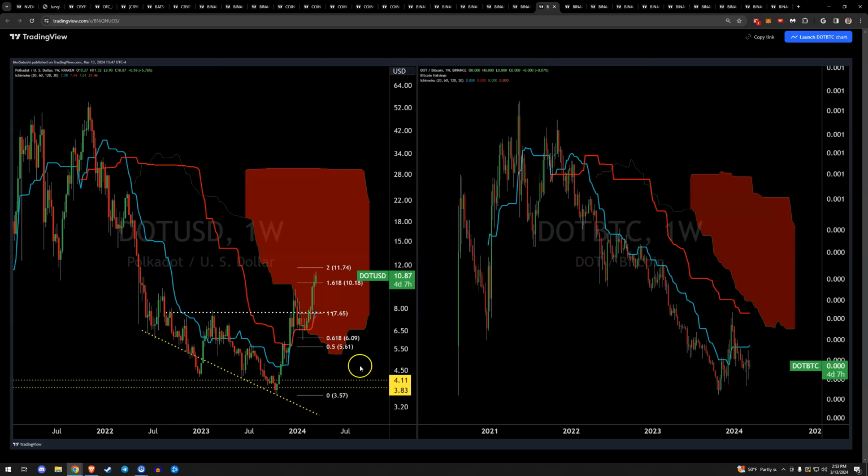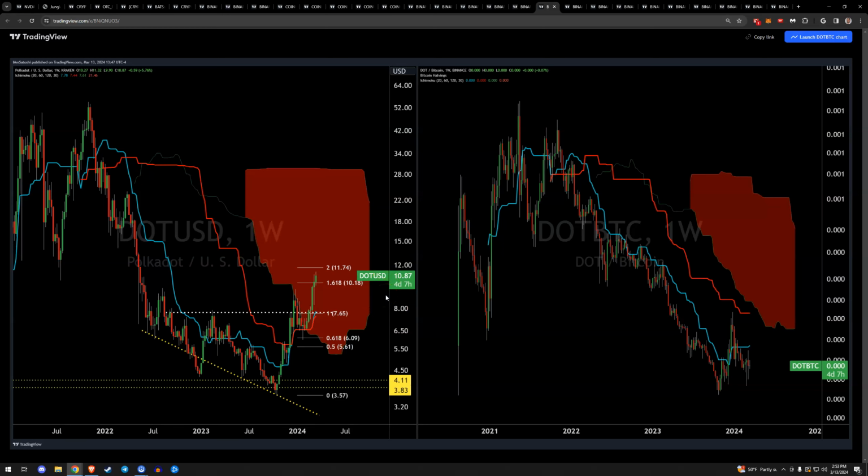DOT has done well, making its way through the cloud on the USD pair. BTC pair, again, it's back to that range low. If you're long DOT, you better hope this is a W down here and not bearish continuation. It has reached its consolidation target.